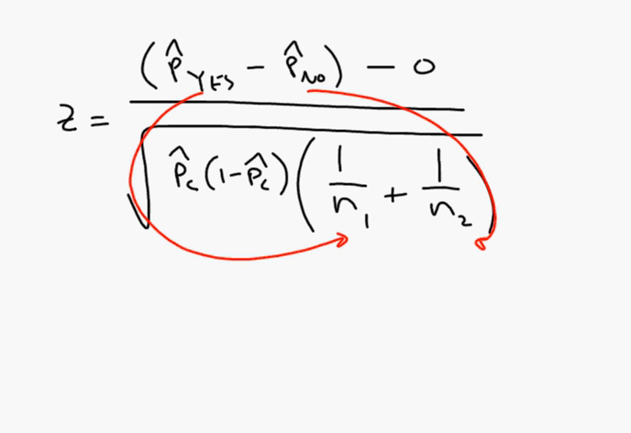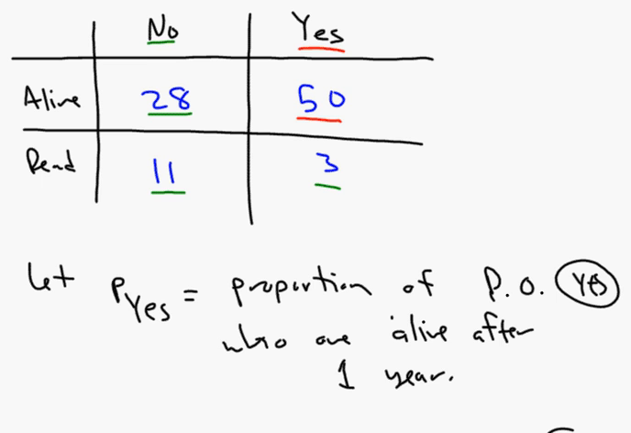The reason we're using p-hat combined is because in the hypothesis test, you're assuming H0 is true. And if H0 is true, then p-hat combined just means we would add the two proportions together. Well, not really add it. Let me show you what you would do here. Look at our information. This column total is 39, and this column total is 53. So the p-hat for yes would be 50 divided by 53, and the p-hat for no would be 28 divided by 39. Those are two separate proportions.